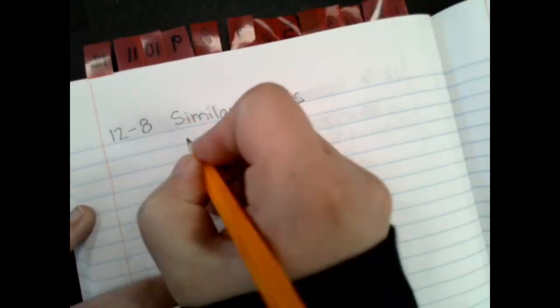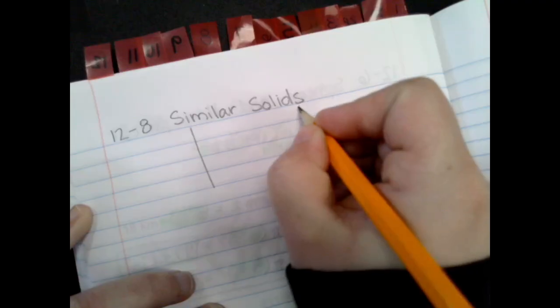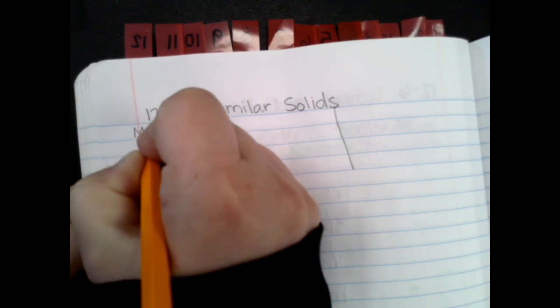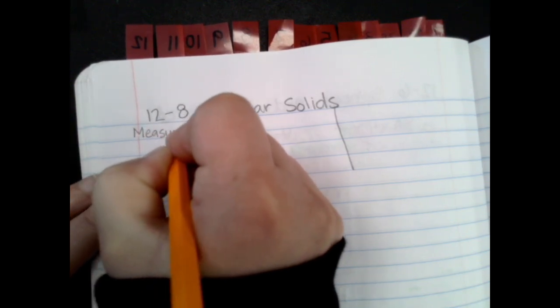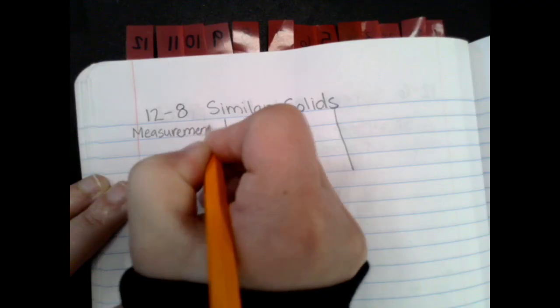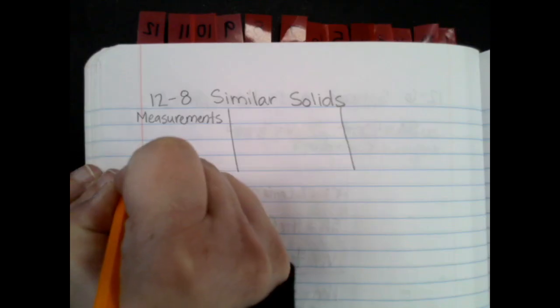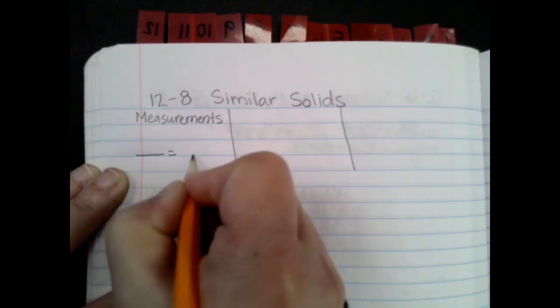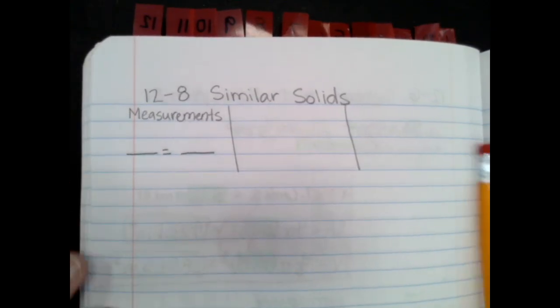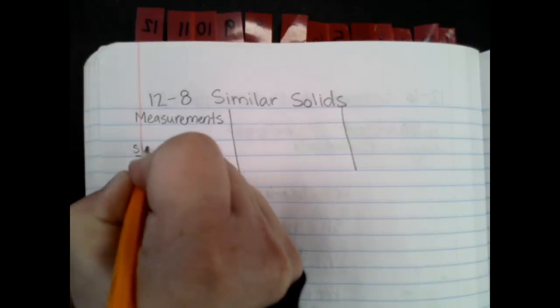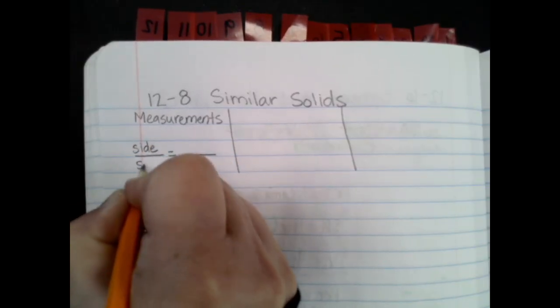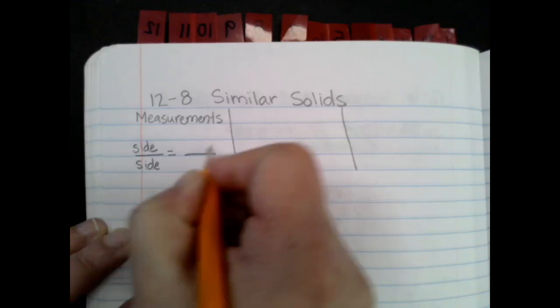As we do this, we're going to start with 3 things that we're going to do. So if you want to split it up into 3 parts. Okay, if we just talk about measurements, for measurements we just compare one side to another side. And we can just write the ratio of side over side.